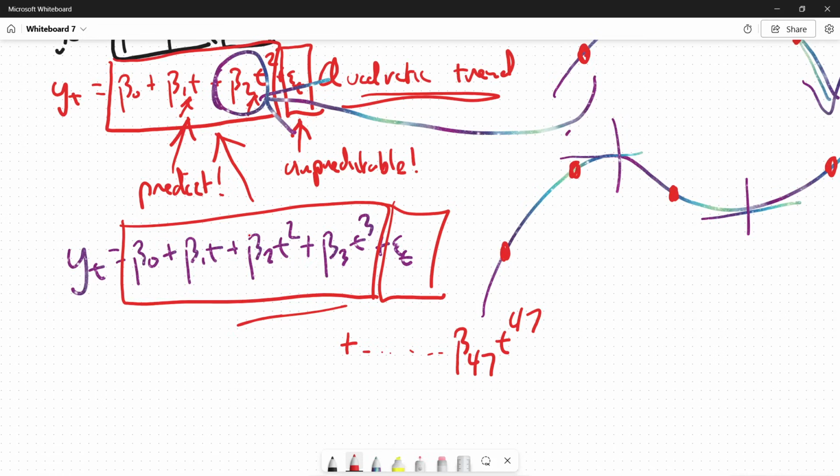I would have this false sense of precision, and this giant model that goes up to something like beta 47 is going to go right off the charts as soon as I step a couple of observations into the future and try to predict with it. These higher order polynomial models are very, very, very much frowned upon because of this overfitting.